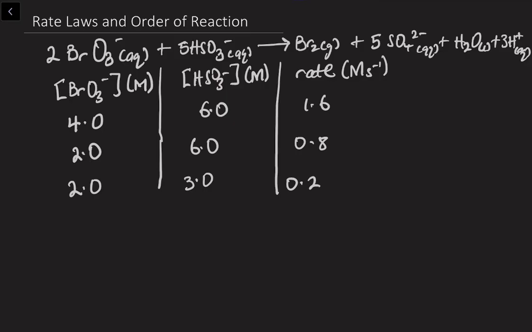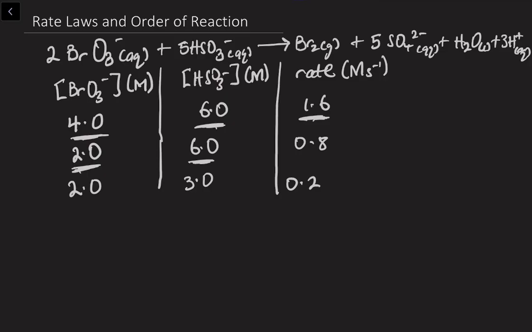For the initial concentration of the BrO3 minus, when it's 4 molar concentration and HSO3 minus is 6 molar concentration, the rate of reaction is 1.6. But what we did for this experiment is we reduced the concentration of BrO3 minus to 2 while keeping the concentration of HSO3 minus at 6, and we see that the rate of reaction decreased to 0.8.